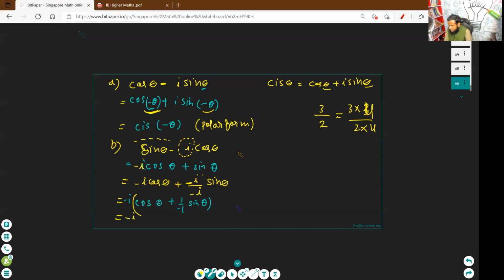And you should do rationalization. First you should write this minus here. Cos theta minus 1 upon iota sine theta. You should do rationalization of 1 upon iota. I multiply it by what? Iota over iota.